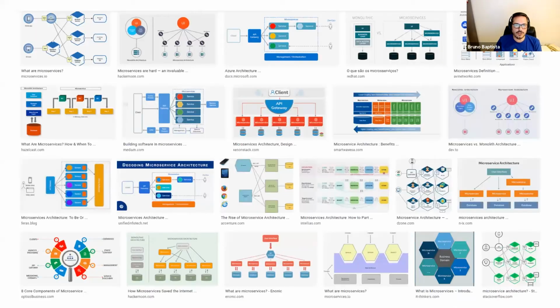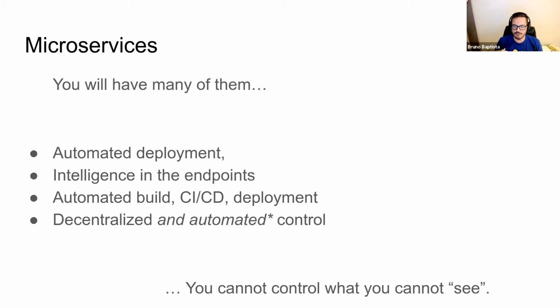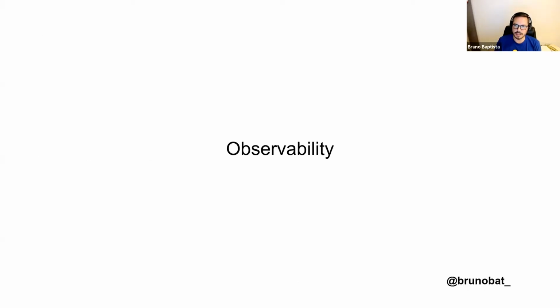Also, when you search microservices on Google, those are the kinds of images that you will get. You will find yourself with a lot of services, because each particular domain will have its own. So you also need to take care of automated deployment. Your endpoints need to be very intelligent, and you need to automate everything at the build time, at the testing level, and also the deployment level. And also very important, decentralized and automated control. You cannot control what you cannot see, hence observability.